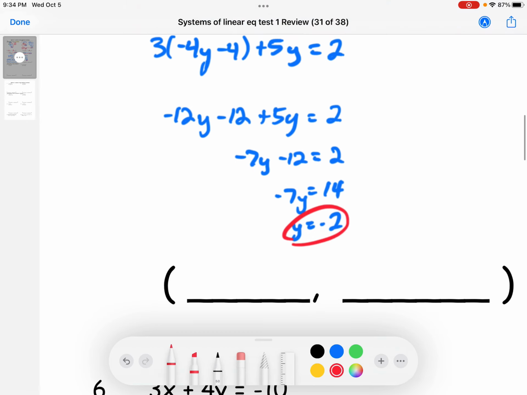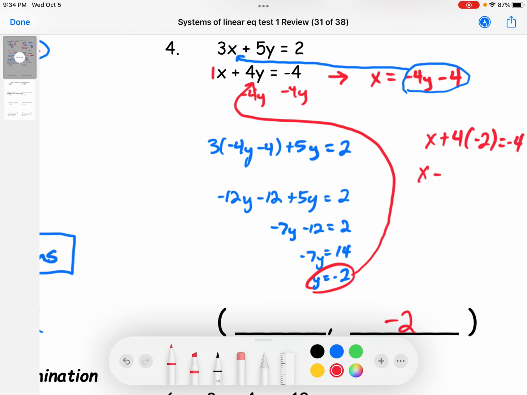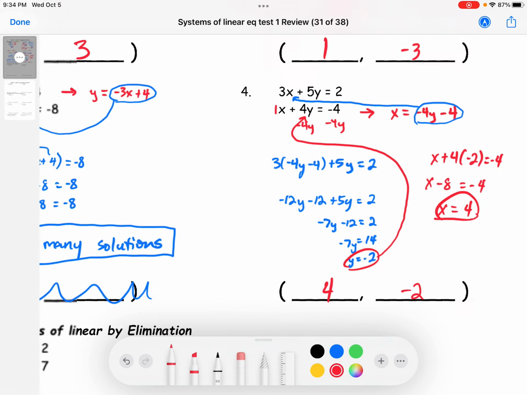Remember, we're not finished yet. That's only half of our answer. It's only the y value. We've still got to find x. I'm going to take that and plug it in up here in our original. x plus 4 times that negative 2 that we just found. And I've got x equals 4 right there. So there we have it, 4 and negative 2.